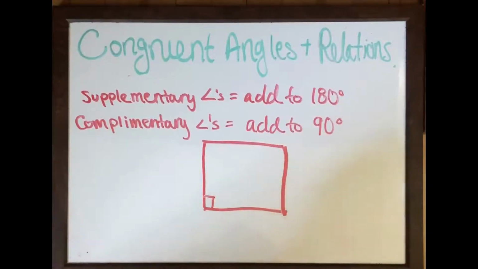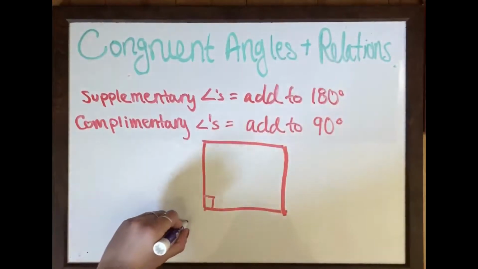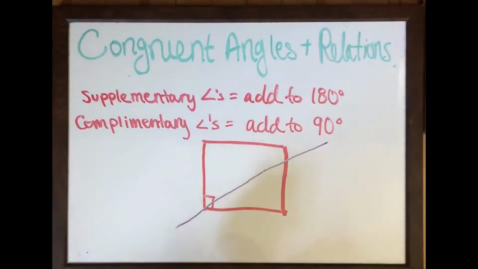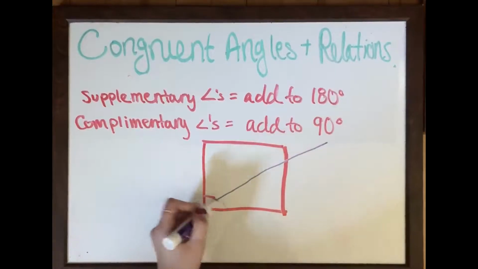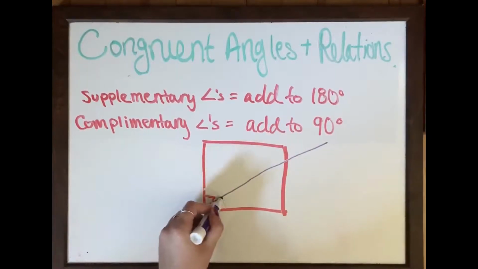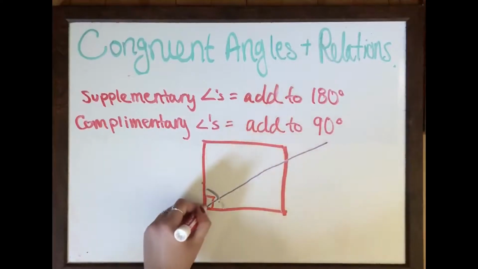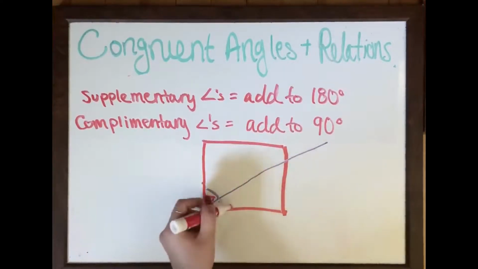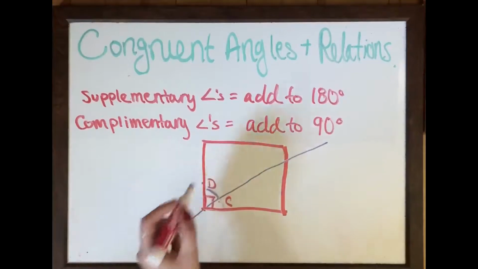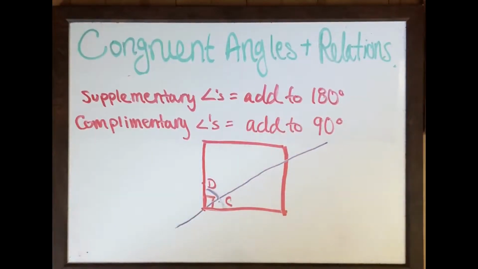So if we were to have a line go through the square for some reason, we know that these angles here are complementary because the sum, the larger angle that isn't cut, is 90 degrees. So we'll say this is C, this is D. C plus D equals 90 degrees, and they're complementary. This is very helpful when you're trying to solve triangle angles and even square angles.